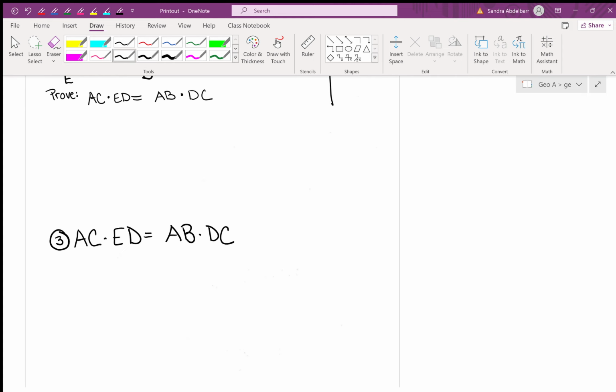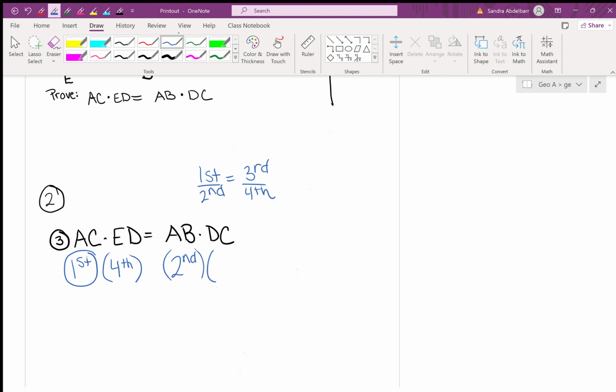That's the last step. The second step, we're working backwards in our three-step game plan, is to come up with the proportion that makes this cross multiplication. So if you remember, a proportion is the first over the second equals the third over the fourth, right? So when you cross multiply, the first is multiplied with the fourth. Good. And the second is multiplied with the third. Do we agree? So now if we were going to put this back into a proportion, we're going to put our first, which is AC, over our second, which is AB, equals our third, which is DC, over our fourth, which is ED.